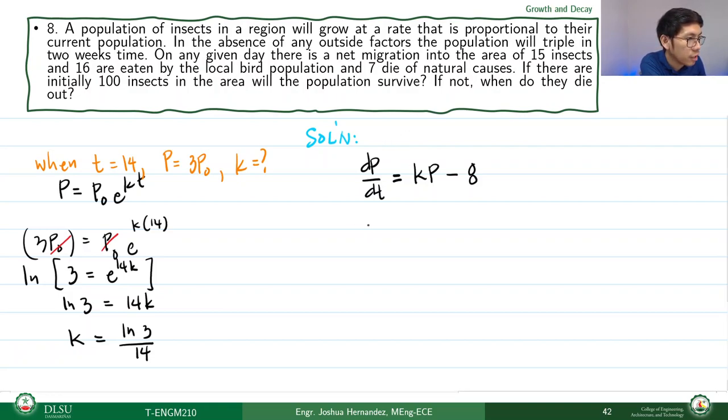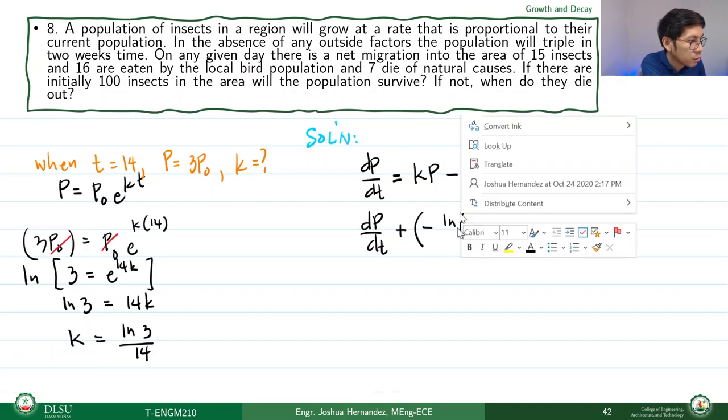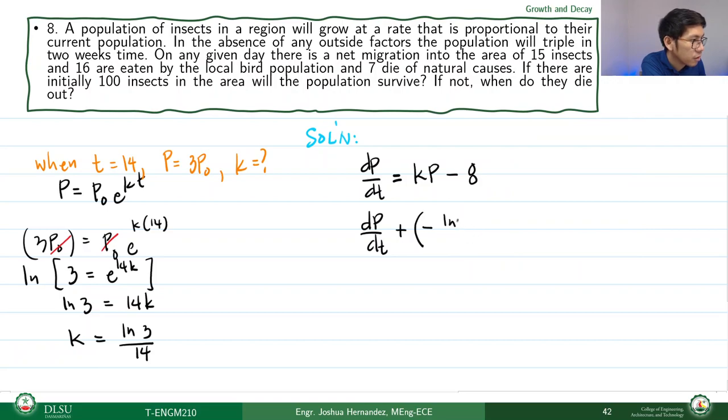So, magkakaroon tayo ng dp over dt. Lipat ko siya rito, ano? Plus negative ln 3 over 14 p equals negative 8.